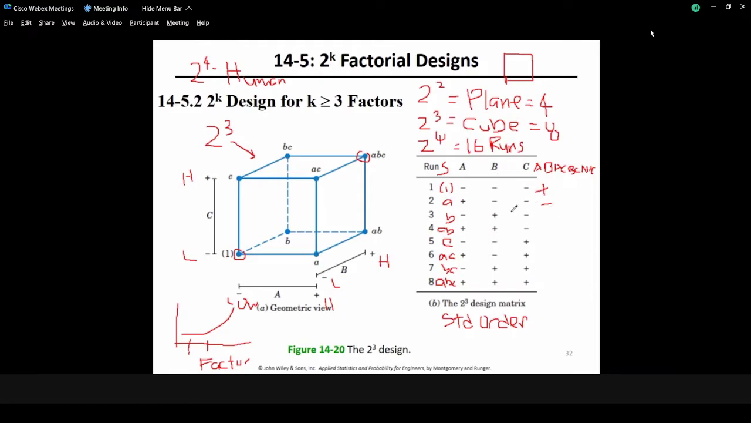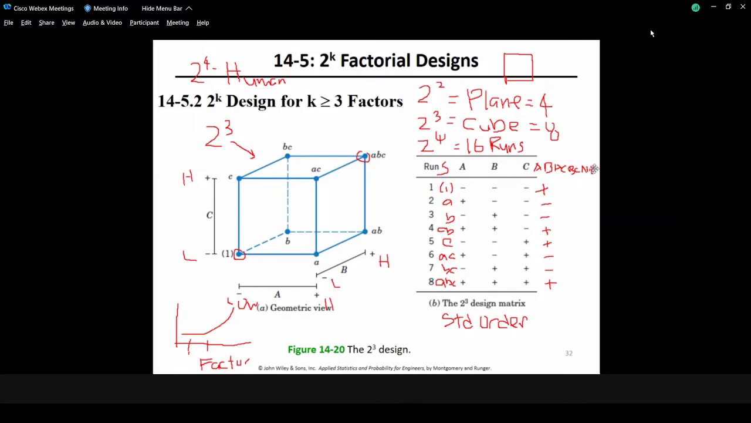Negative, plus, negative, negative, plus, plus, negative, negative, and plus. Okay, guys, make sure you have 4 plus and 4 negative. They call it orthogonal. 1, 2, 3, 4. Okay.